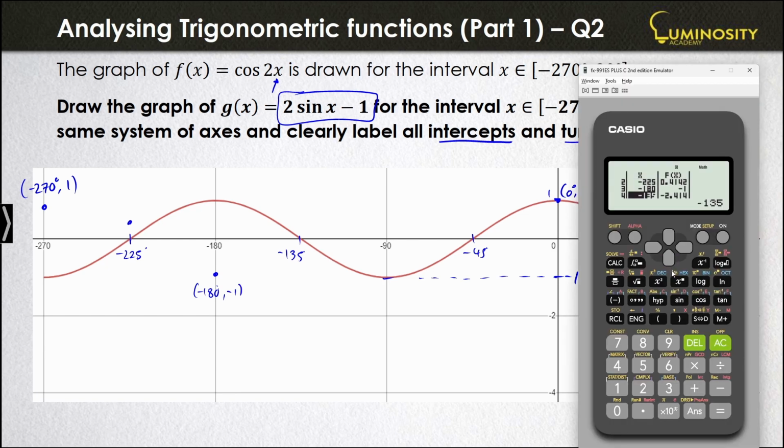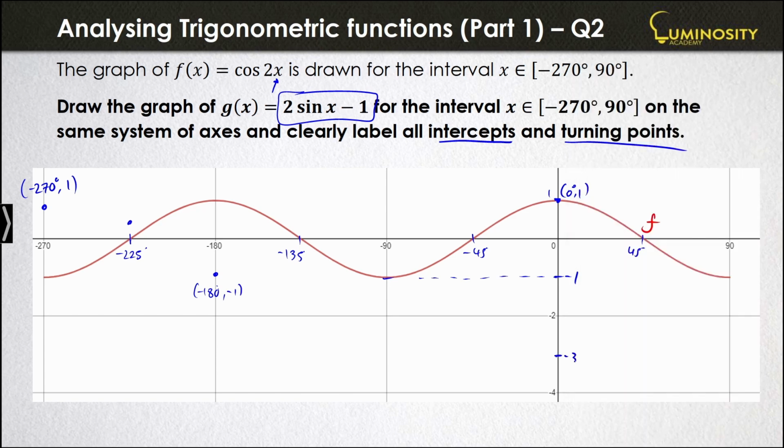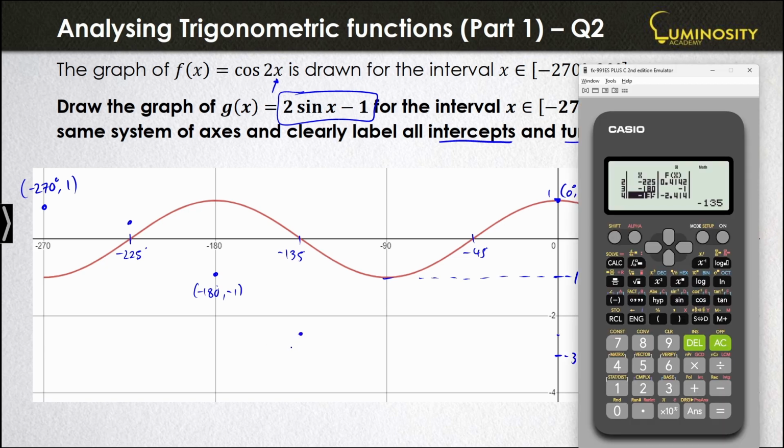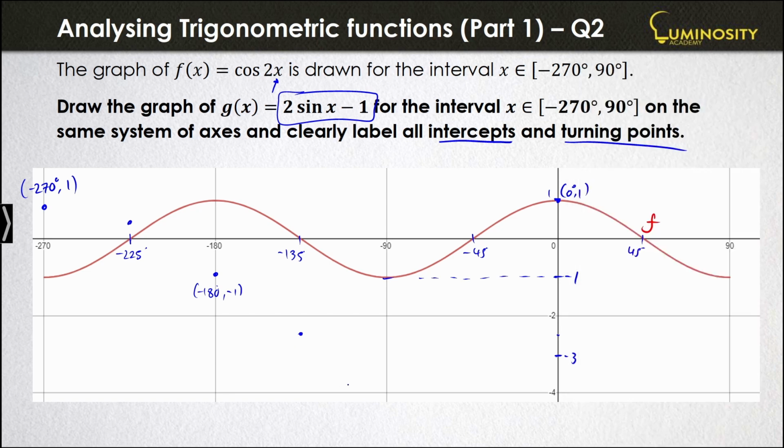Okay, then negative 135 degrees is negative 2.414. Okay, so there's negative 3, so it's about almost halfway there. So I would say over here, right? That's negative 135 degrees. At negative 90 degrees, it's negative 3, which is over here. And that would be a minimum, right?